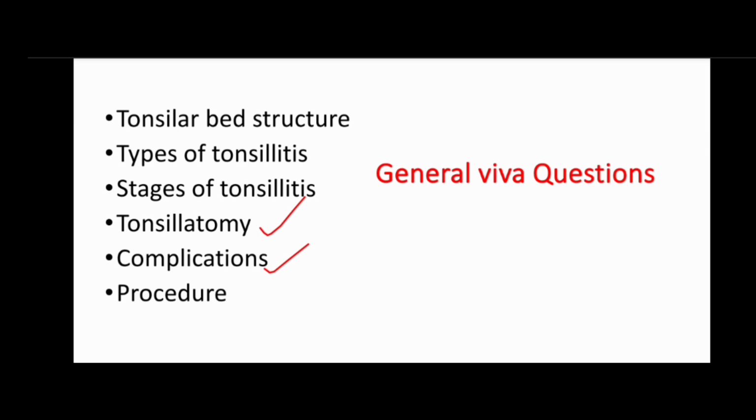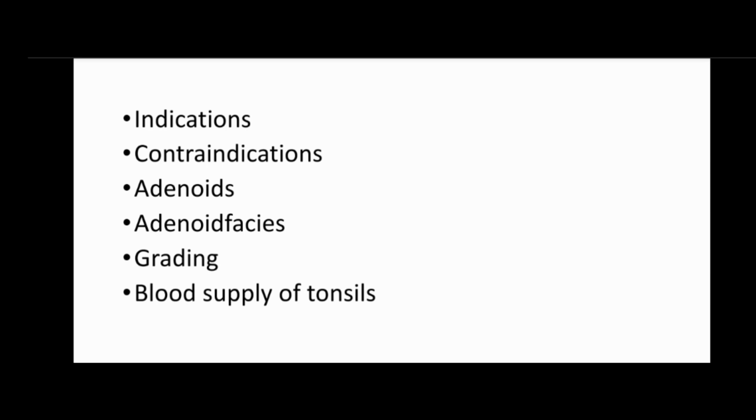They'll ask about the procedure during tonsillectomy surgery, and what instruments are used in the surgery, and what are the indications of tonsillectomy, and what are the contraindications of tonsillectomy, what is adenoid, where it is located, and what are the adenoid facies features, and how we are going to grade the tonsillitis, and what is the blood supply of the tonsil. These are mostly the viva questions related to the adenotonsillitis case.